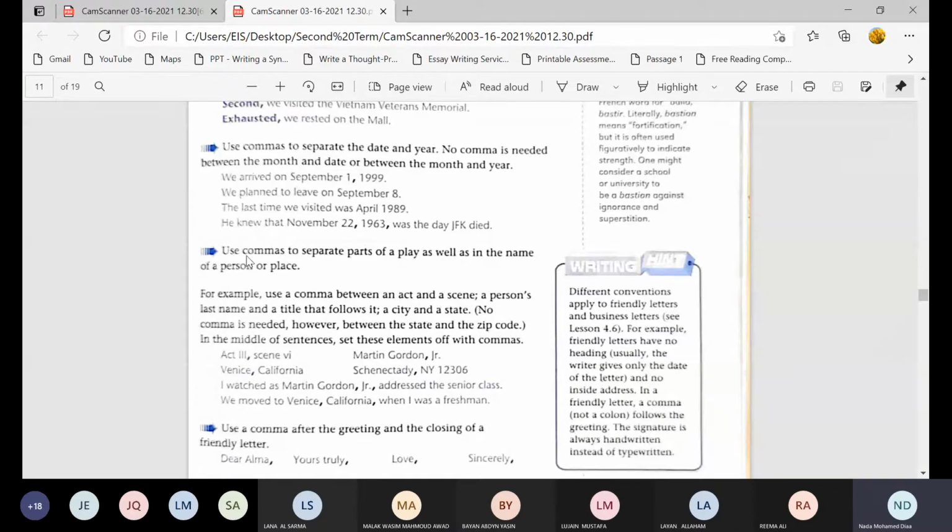Use commas to separate parts of a play as well as in the name of a person or place. For example, there's a comma between an act and a scene. In a play like Romeo and Juliet, we have an act, and inside this act there are scenes. Also a person's last name and a title that follows it. So let's see number one, act 3, comma, scene 4. Here act is the act inside the play, scene 4, and they write this to know which part they read. We also use a comma between a person's last name and a title that follows it, Martin Jordan, comma, Junior. And here is the dot for abbreviation.